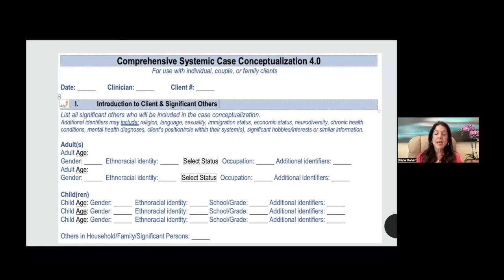Looking at their relationship status, their occupation or grade in school, and any other identifiers in terms of religion, language, sexuality, immigration status, economic status, education level, diagnoses, hobbies. I love to put hobbies, especially for children, teens and adolescents, but even for adults. Our hobbies start giving you a hint as to who they are as a person. It rounds them out, and shows what their strengths are and what abilities they might have that we can repurpose to help us address whatever is going on.